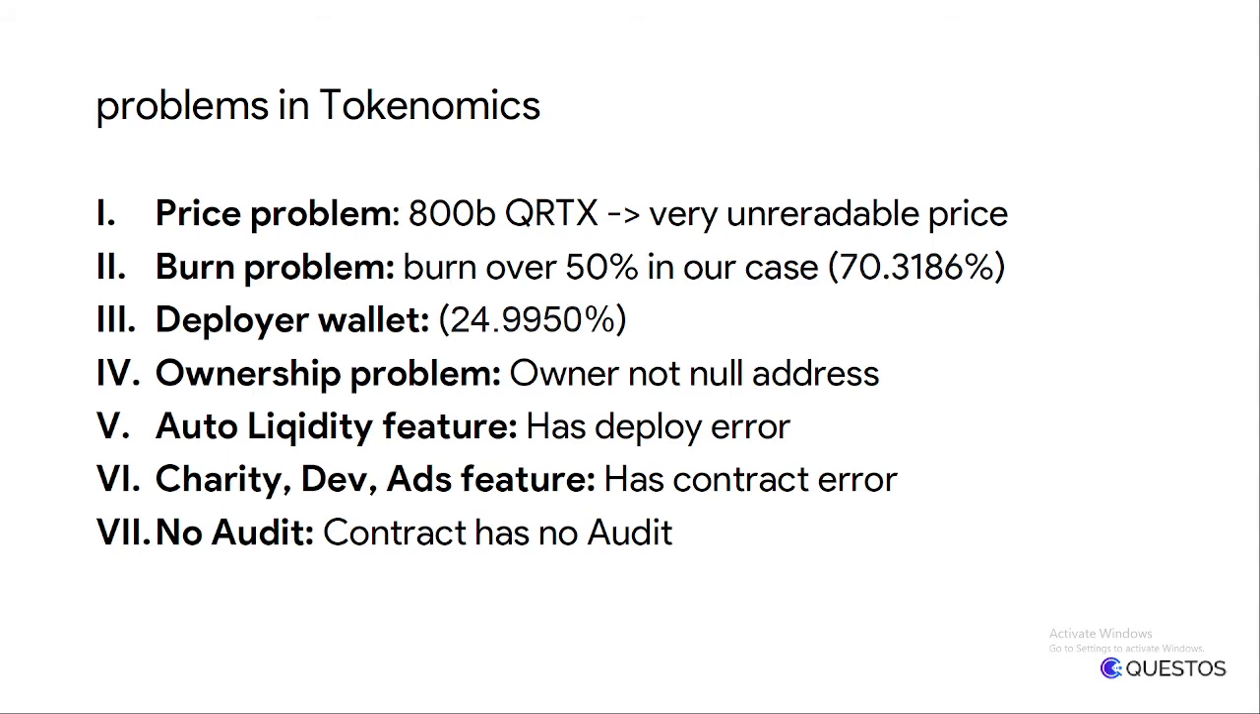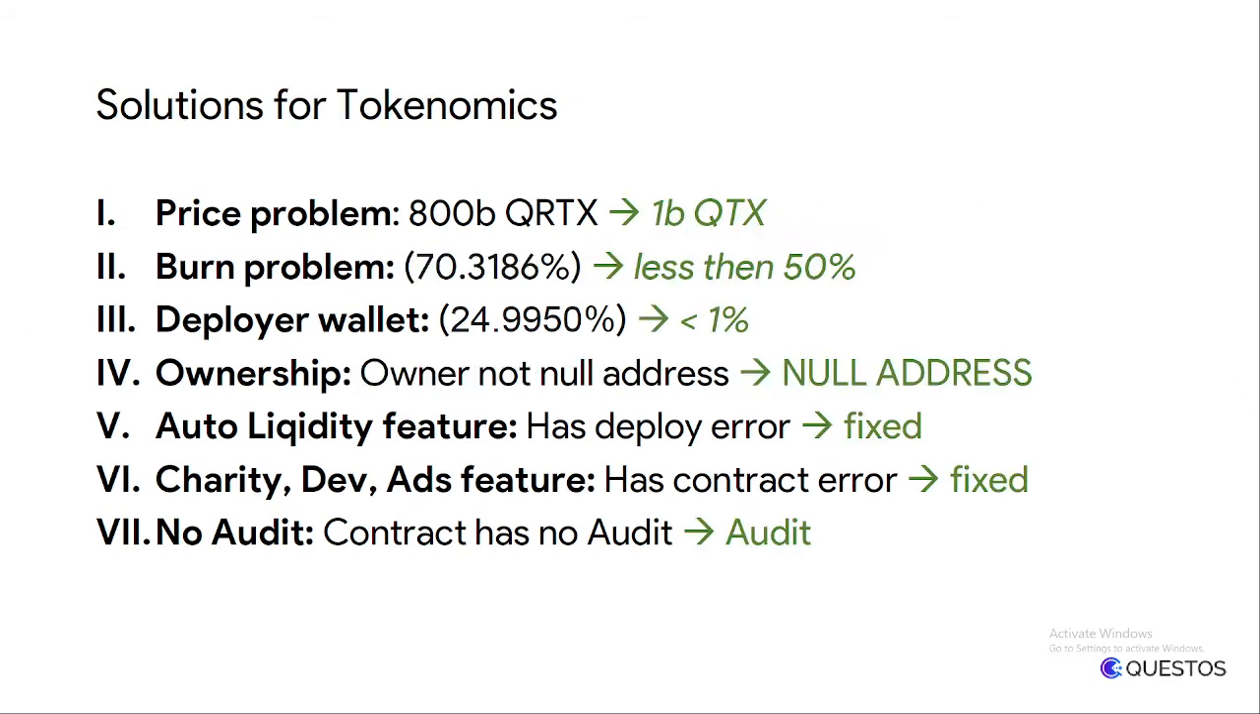So these are all the problems that we have at the moment, and I will show you some solutions, some proposals of what we can do. And these are the solutions that we're going to do. These are examples. So for the price problem, we could change the total supply to 1 billion QTRX.